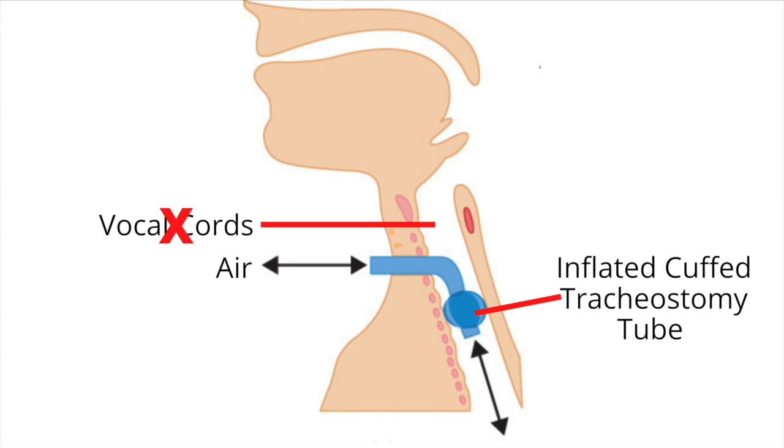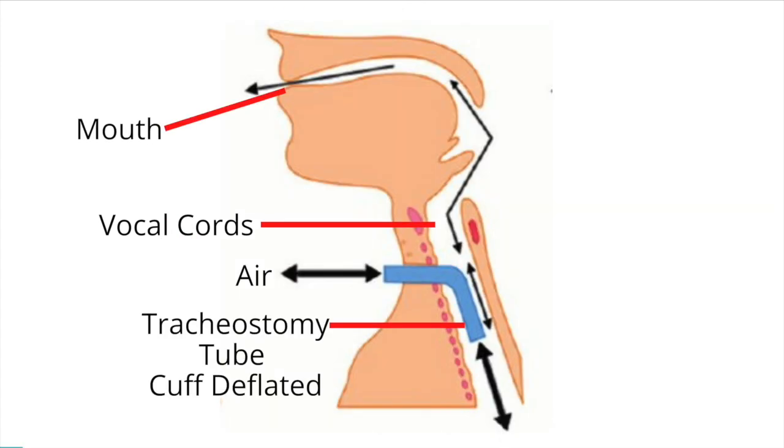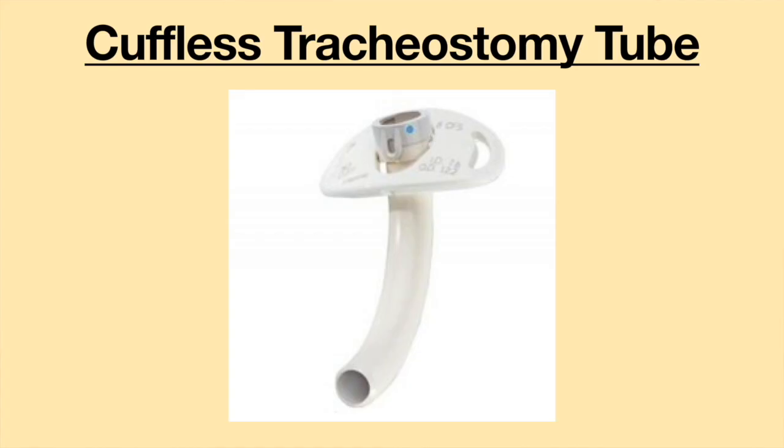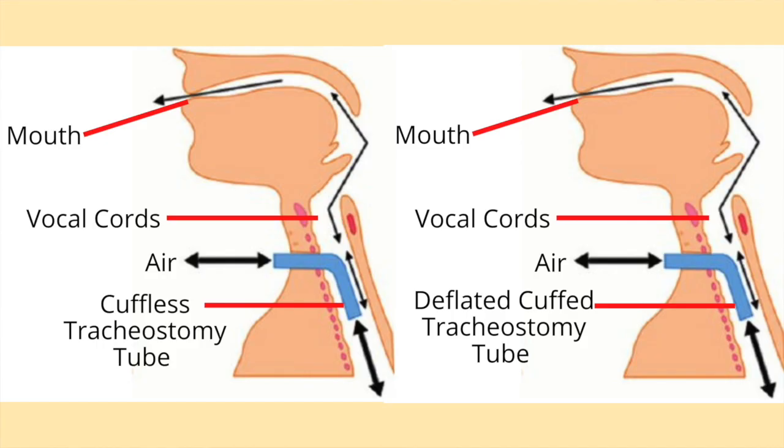With the cuff on the tracheostomy tube inflated, a person cannot speak. In order to speak, the cuff must be deflated. This allows air to travel up the airway and through the vocal cords. A tracheostomy tube without a cuff is called a cuffless tracheostomy tube. It functions in the same fashion as a deflated cuff on a tracheostomy tube. Air leaks around the tracheostomy tube and travels up the airway and exits via the nose and mouth. Speech may be produced when air passes through the vocal cords.